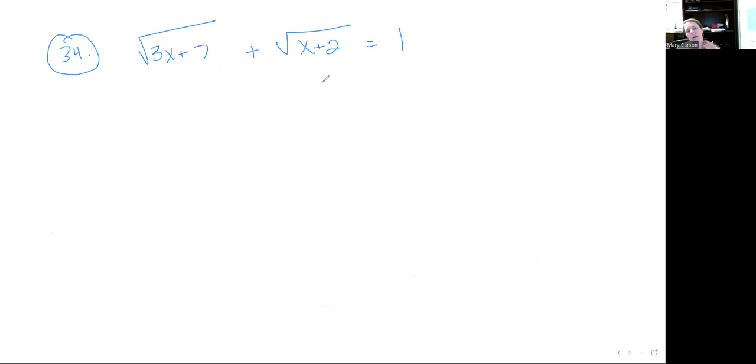And remember we talked about in class where you have two of these like that. The easiest thing to do is to move one of these over to the other side. So what I'm going to do is move this one over. And so now we end up with the square root of 3x plus 7 equals 1 minus the square root of x plus 2.